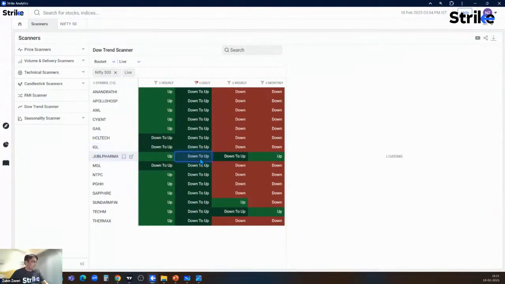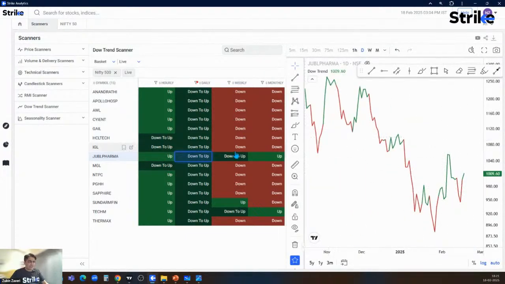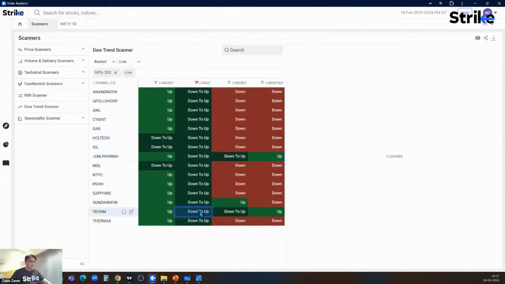So nothing much. Jubilant Pharma. Okay, Jubilant Pharma as well. So like this, on the daily time frame chart, you will understand. All right.